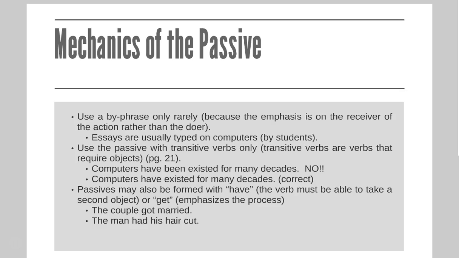If you look on page 21, number 3, you'll see a list of verbs, including arrive, be, become, belong, come, die, and so on. These are verbs that are not used with the passive. And what all these verbs have in common is that they are intransitive verbs. That is, they do not require objects.